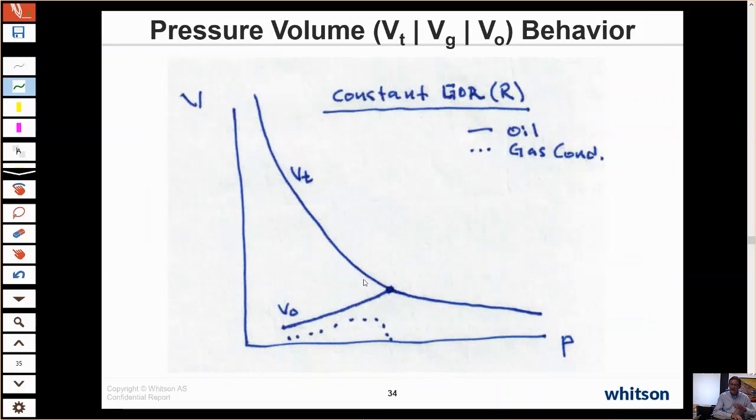Okay, so you can calculate, for example, from the Blackwell table, total volume versus pressure, shown here. You can calculate the total volume, the gas volume, the oil volume for a given gas-oil ratio and how that changes with pressure.